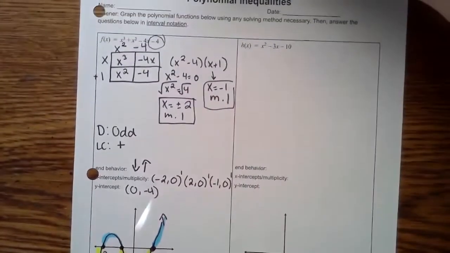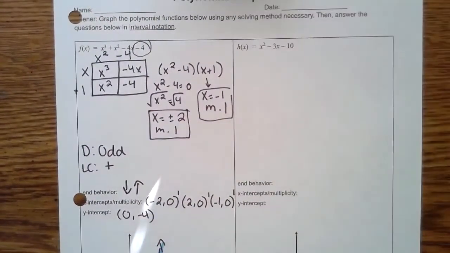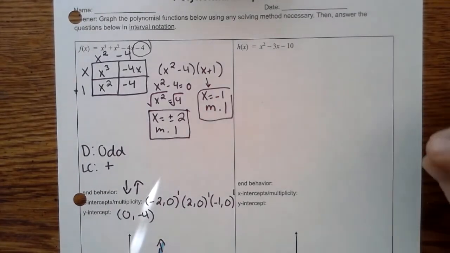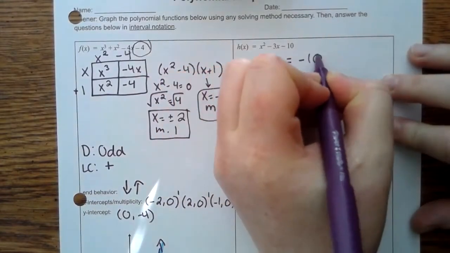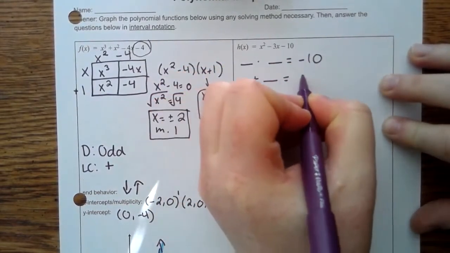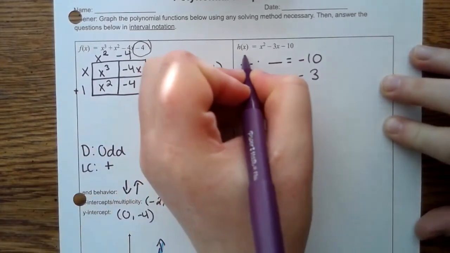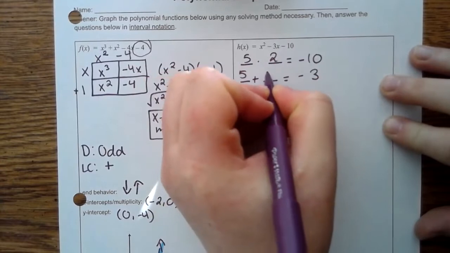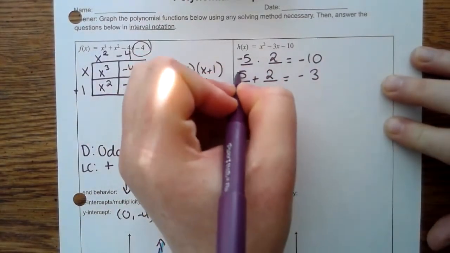Okay, let's start the next one. I'm going to do the same thing. Okay, so this is a quadratic. I'm going to see if I can factor it. I'm trying to multiply to -10 and add to -3. 5 and 2. And the 5 is going to be negative.